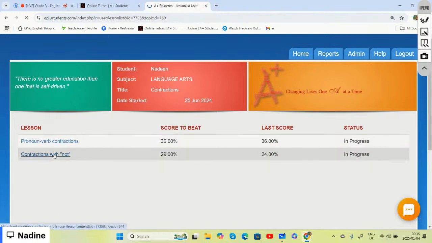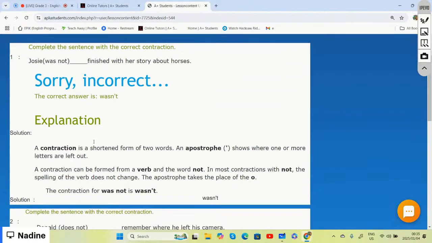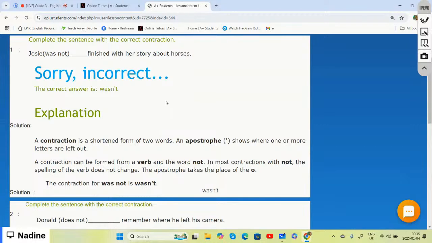All right, so now we're going to contractions with not. Remember we said a contraction is a shortened form of two words, and where we leave out letters, an apostrophe will show that one letter or more than one letter is left out. We have contractions with pronoun verbs, but now we can also have a contraction that can be formed by a verb as well as the word not.